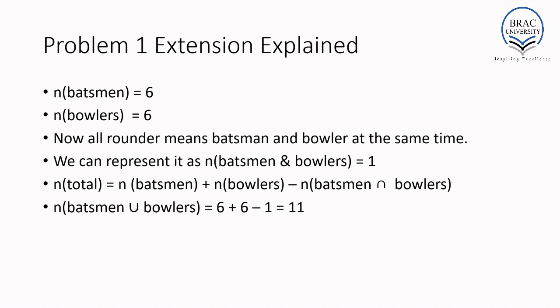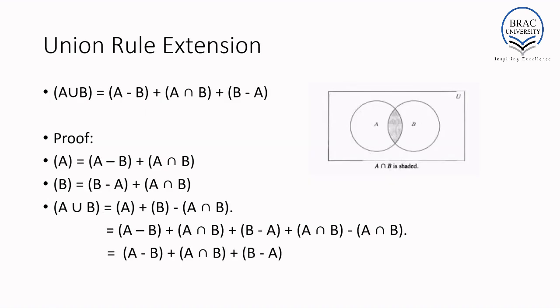We can say the total number of players can be denoted as the set batsmen union bowlers. So we have to find the number of elements in that set. The number of elements in the set batsman union bowler is equal to the number of elements in set batsman plus the number of elements in set bowlers minus the number of elements in set batsman intersection bowlers, or the set all-rounder. So in that way we can find the total number of players in Dhaka University is 11. So that should be a fair game.